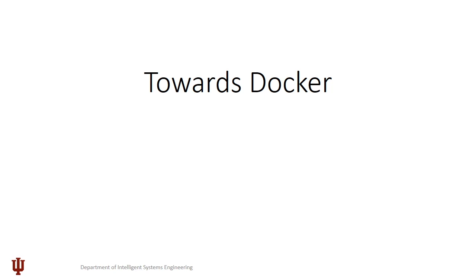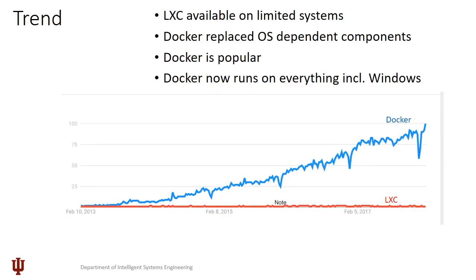move towards Docker. As we pointed out previously, we have introduced you to LXC, and LXC is a technology developed by Canonical. And if we compare the Unix trends, LXC versus Docker, we see an astonishing trend that after Docker was introduced, we are seeing now a heightened interest in this. And it runs now on everything, including Windows PCs.